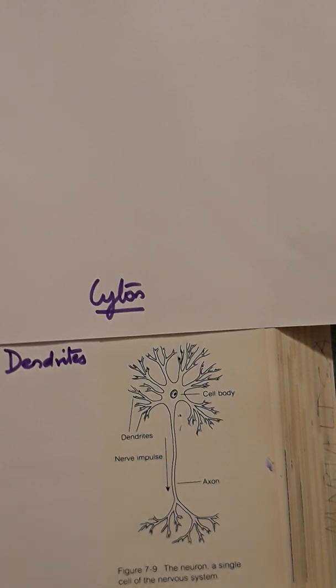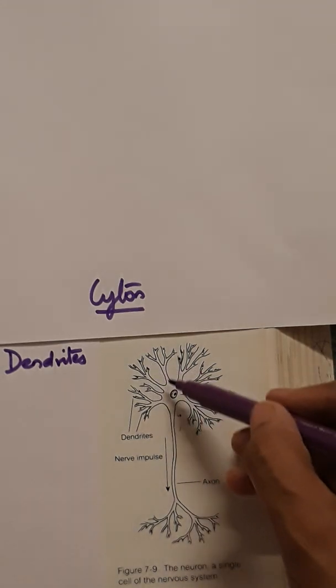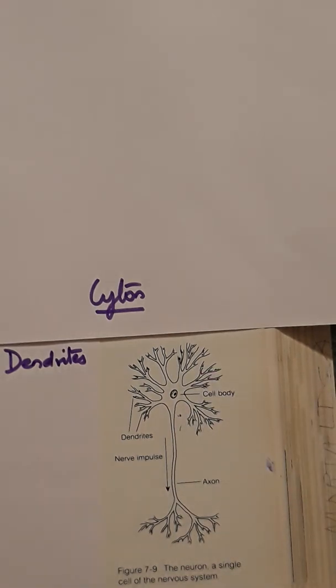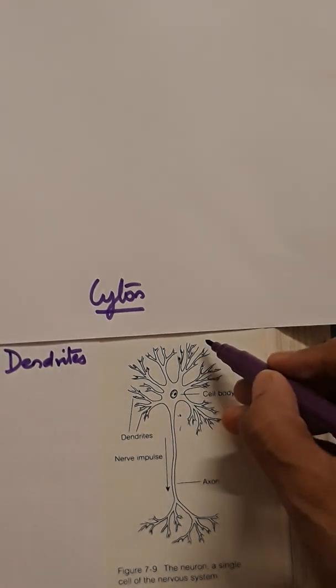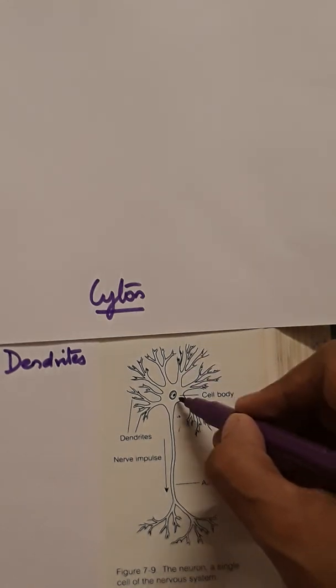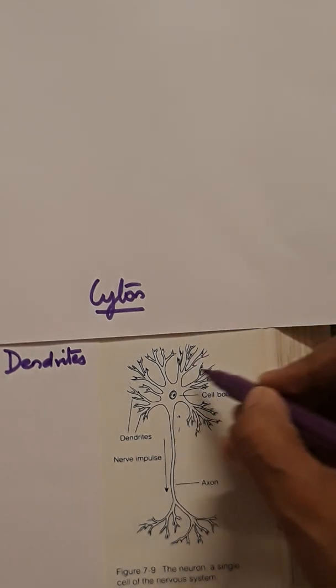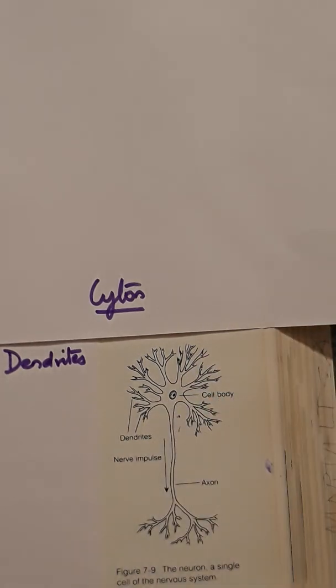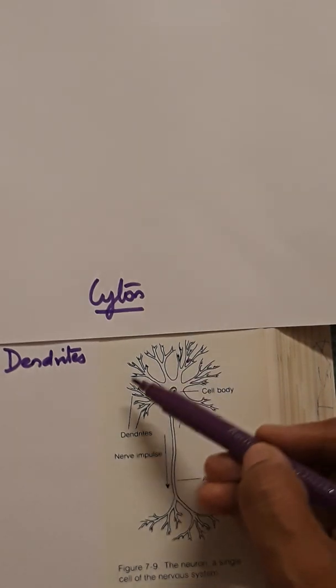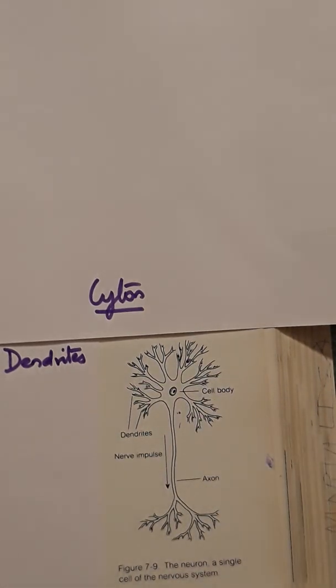Okay? Now, these dendrites basically receive messages from other neurons. So they carry messages like this towards the main cell body. Okay, so they carry messages from the other neuron towards the main cell body. Is that clear? So dendrites are branch processes that receive messages from other neurons. Now these neurons transmit these signals or messages in the form of what we call nerve impulses. Is that clear?